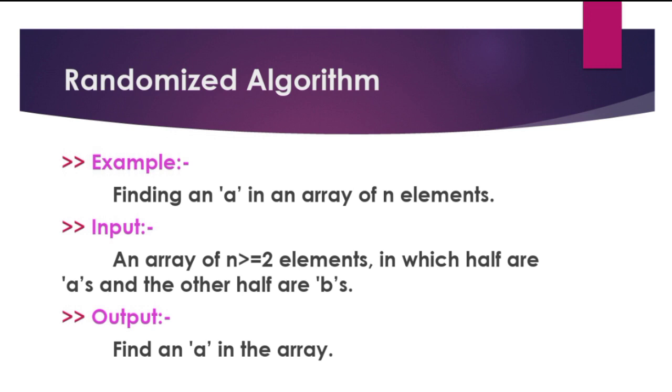For example, we have an array and it contains n elements. In this array, half of the elements are A and the other half elements are B. It is in a shuffled manner. We have to just find an A in this array. That is the question. So we are going to discuss how we can solve this problem by using Las Vegas algorithm and Monte Carlo algorithm.